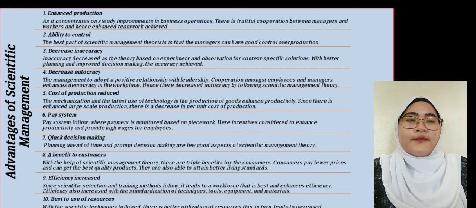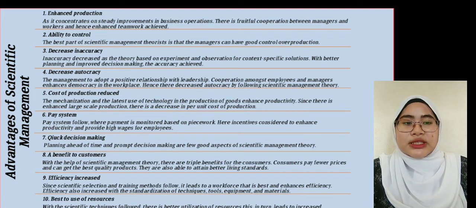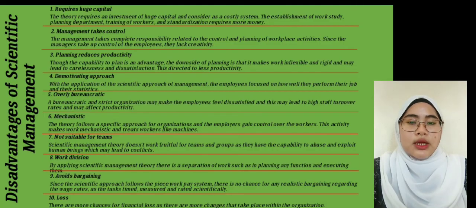Next, cost of production reduced. The mechanization and the latest use of technology in the production of goods enhance productivity. Since there is enhanced larger scale production, there is a decrease in per unit cost of production. Number 6, pay system. Number 7, quick decision making. Number 8, benefit to customer. Number 9, efficiency increase. Last, for the advantages, best use of resources. Next, I want to tell about the disadvantages of scientific management.